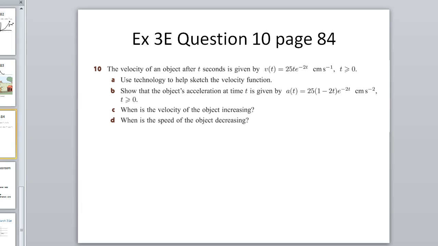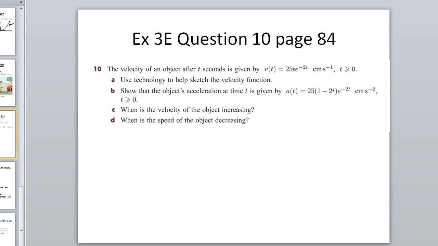When you read question 10, the velocity of an object after t seconds, so we've got a velocity function. I just think this is not displacement, it's a velocity function, I'll fix that in my mind. It says use technology. Now, as I've said many times, I prefer Desmos because the graphics calculator, if you don't have a good view window, is very messy.